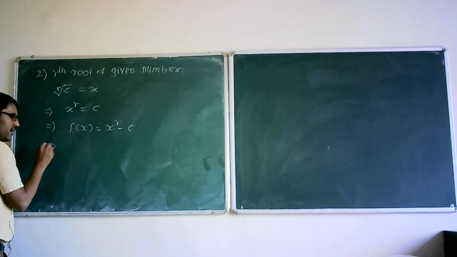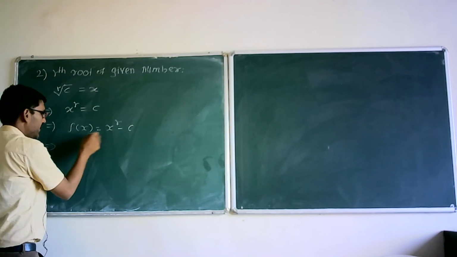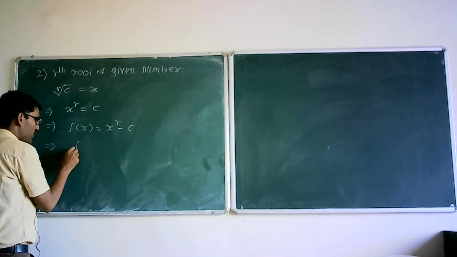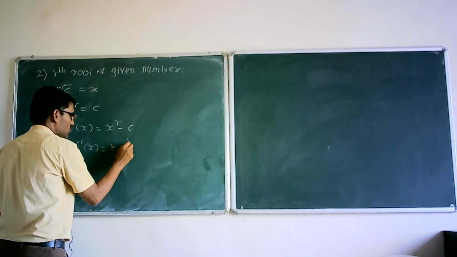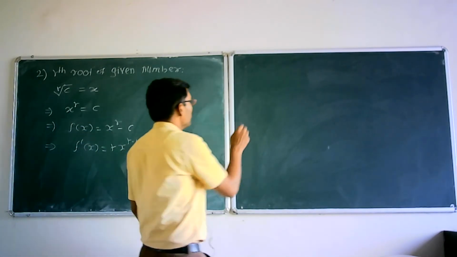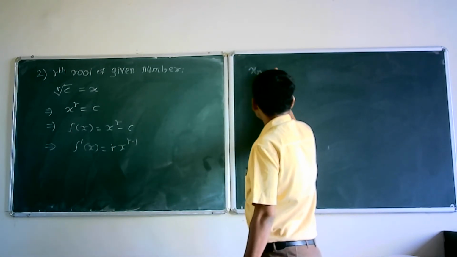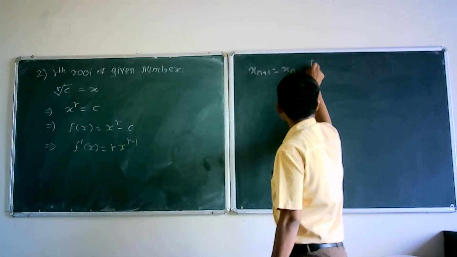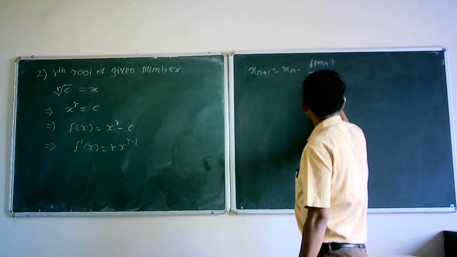So now to use the Newton-Raphson formula, we want to determine the value of f dash x. So f dash x is r x raised to r minus 1. Derivative of c is 0. So what is the formula of Newton-Raphson method? xn plus 1 is equal to xn minus f of xn divided by f dash of xn.